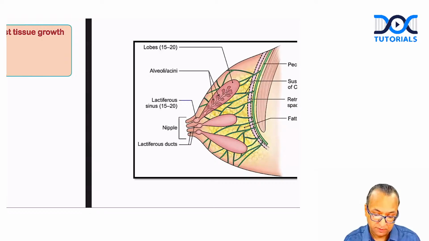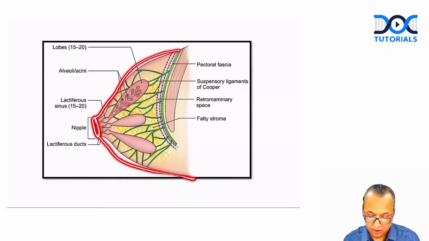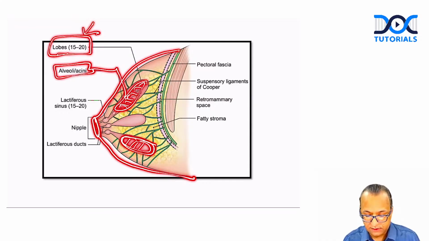Let us look at some details. See, if you're talking about the mammary gland, this is the mammary gland. You see this is the nipple. It'll have these 15 to 20 lobes. Again, one of the MCQ. And in those lobes, you have alveoli or acini. They'll form the milk. And these alveoli or acini, they need progesterone, basically, but prolactin also.